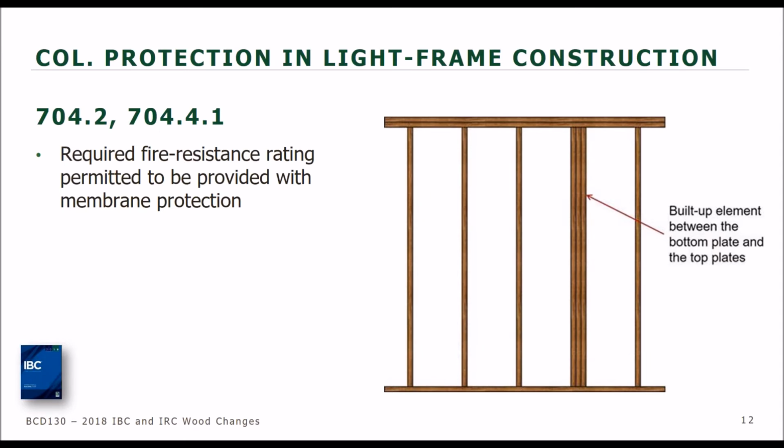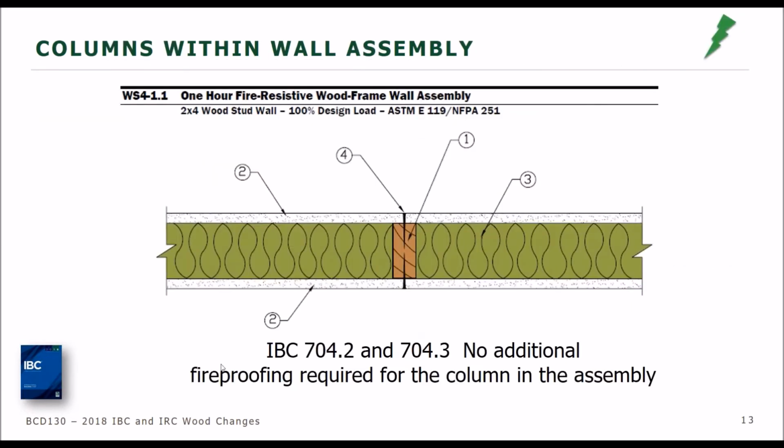In other words, in light frame construction, where the primary structural framing member requires fire resistance protections, the columns need to extend between the top and bottom plates, which is shown here. Then the membrane can provide the proper fire protection. And here's a plan view of such an assembly, a 1-hour fire resistance assembly with a column that lands within it and is an integral part of that wall. So let's bring Jim back, who will provide some more background on this.